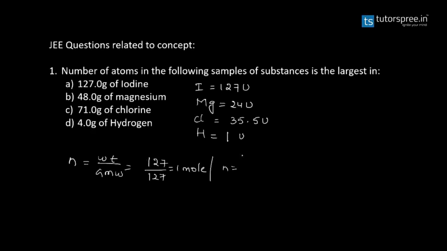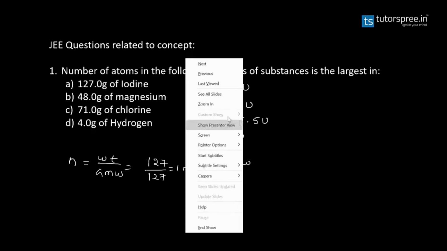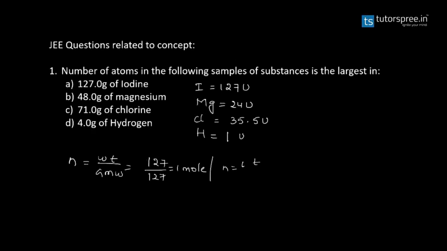Now, number of moles for magnesium, weight by gram molecular weight, which is equal to 48 by 24, that is 2 moles. Then coming to the chlorine, weight by gram molecular weight, which is equal to 71 by 35.5, which is equal to 2 moles again. Then for hydrogen, it is 4 by 1, which is equal to 4 moles.